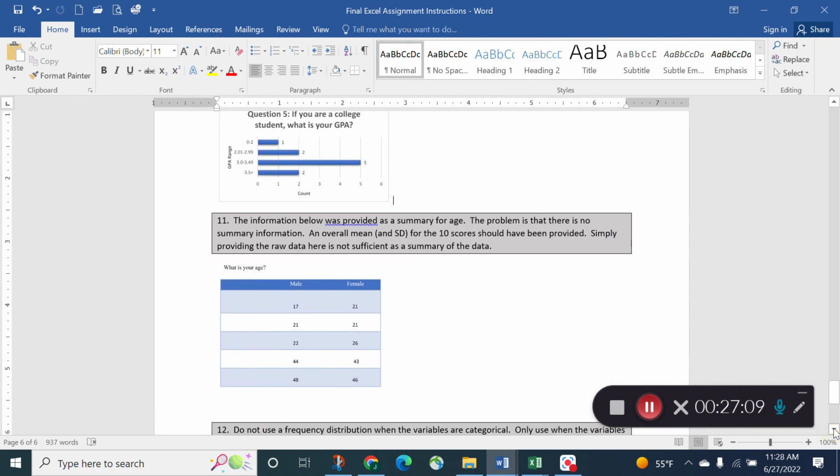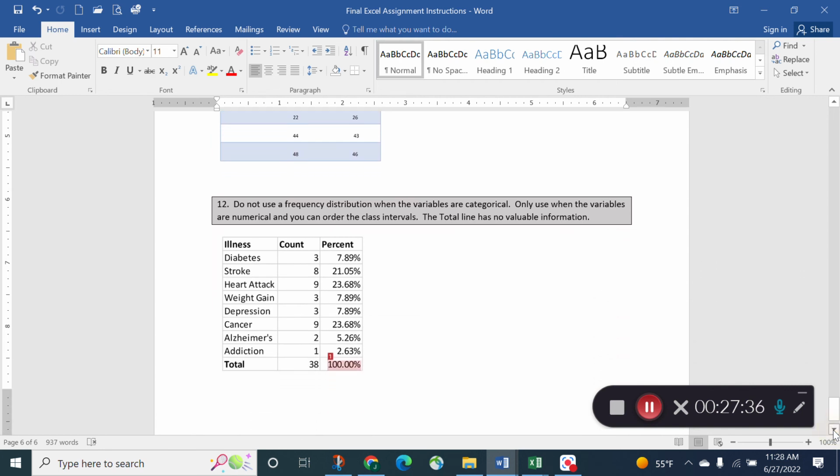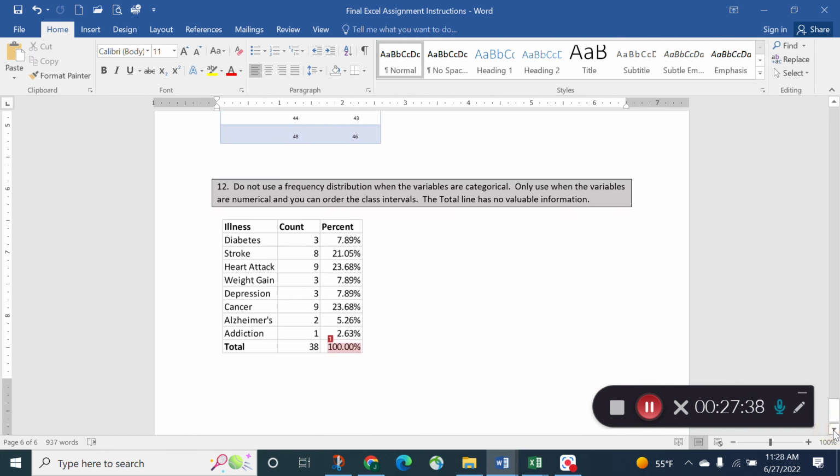Here's how someone, again, summarized age. They did it by gender, which is, you're not doing that. The only time you're grouping is using the independent t-test. And then, again, they just wrote the answers down of what people said, and they never provided an overall mean and standard deviation. So again, that would not be a good representation of the data.